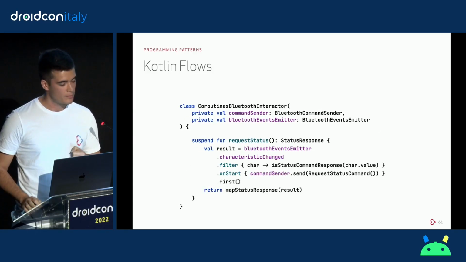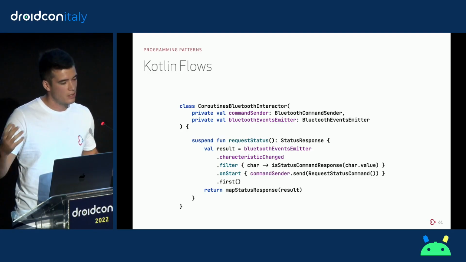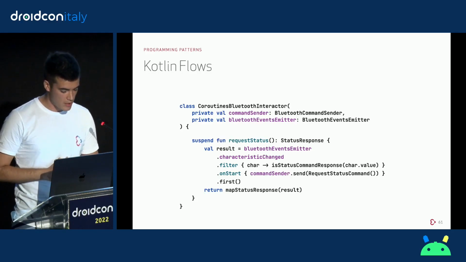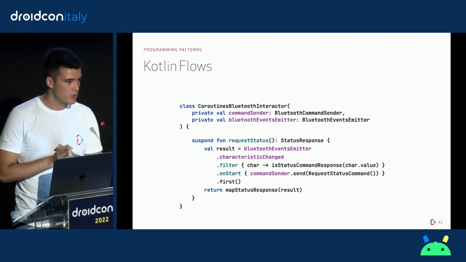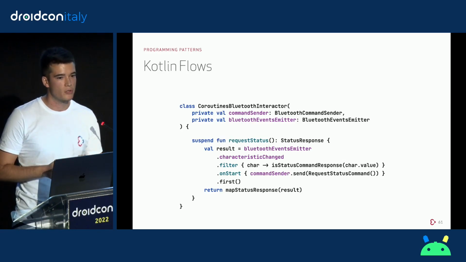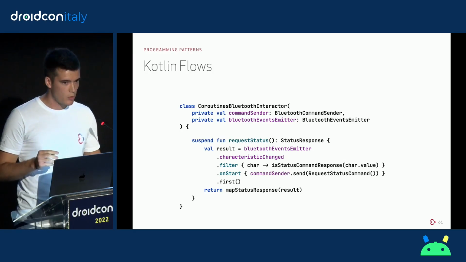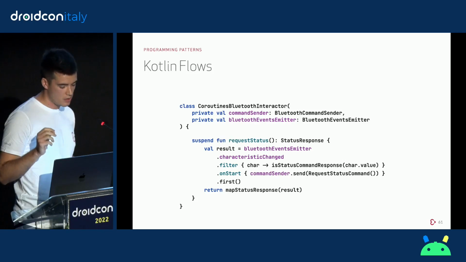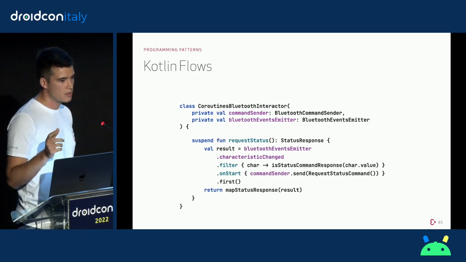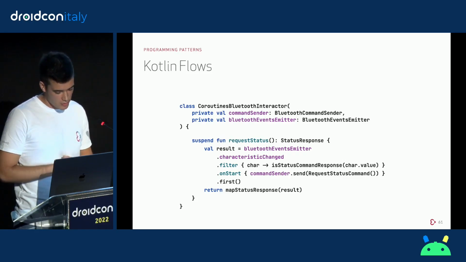For example, we can translate to a single function all the callback style code that Bluetooth GATT usually gives to us. In this case, we are subscribing to the characteristic change events. We are filtering those events, just making sure that they are the response to the command we sent, or maybe to do some other verification. And then the important thing is that once we subscribe to the flow, so in the onStart method, we actually send the command, so that we are already subscribed, we are able to receive the responses, and then we send the command.